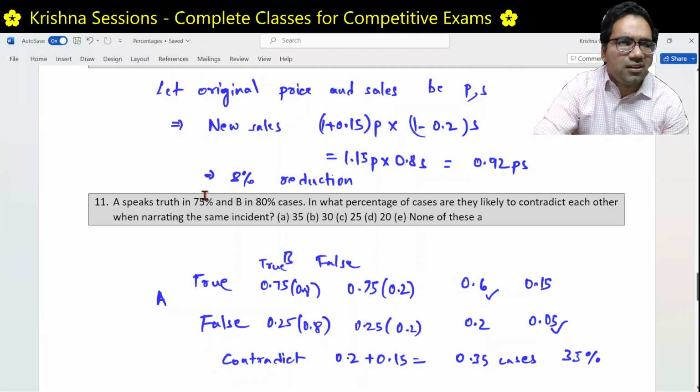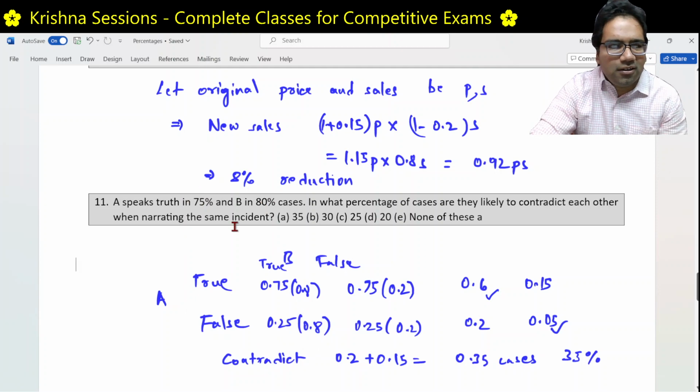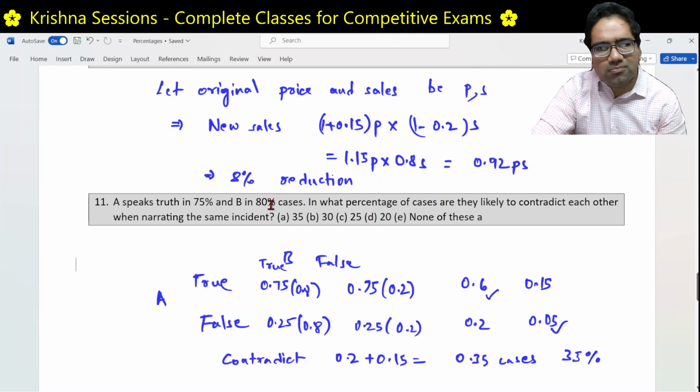A is telling false is 0.25, and B is telling truth is 80%. So 0.25 into 0.8. And A is false, which is 25%, 100 minus 75, so 0.25 into B is telling false, 0.2. Right. 0.25 into 0.2.